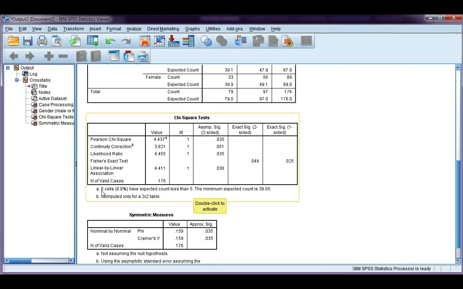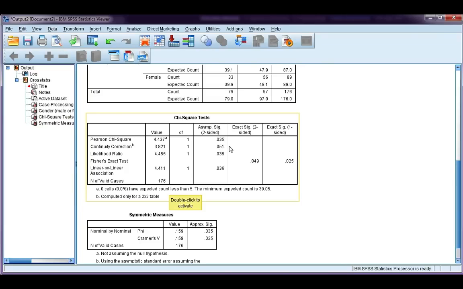But for this example we're going to do now, this assumption has not been violated because 0 cells have an expected count less than 5. We can see the minimum is actually 39.05. In another example, I will show you what to do when that assumption is violated. Now, because this is okay, we're going to go up here and read the Pearson chi-squared value. It says 4.437. That's our chi-squared statistic. We have 1 degree of freedom, and this asymptotic significance is our p-value, or our significance value, and it's 0.035.